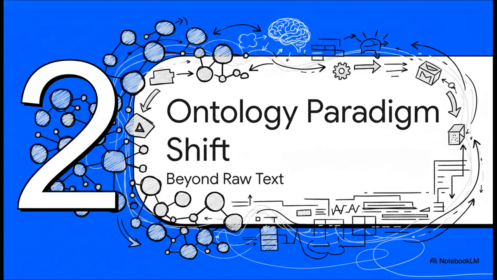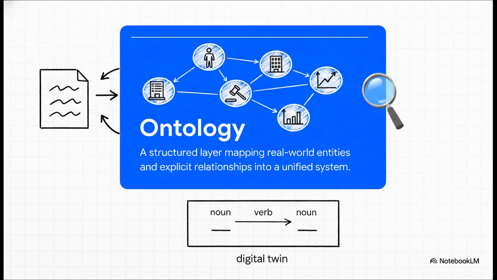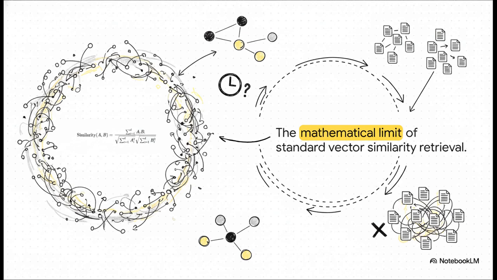Moving right along to Section 2, the ontology paradigm shift, and how we actually move beyond raw text. So, to escape that guessing game, we use an ontology. And honestly, this is the true secret behind massive enterprise platforms like Palantir. Instead of just reading documents line by line, they project unstructured data onto an ontology. It creates a hard, structured digital twin of your research topic. Think of it like taking the nouns and verbs of your data, people, companies, lawsuits, regulatory changes, and explicitly mapping out their relationships.